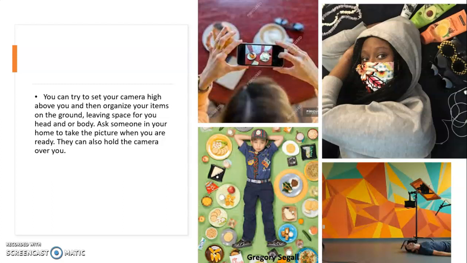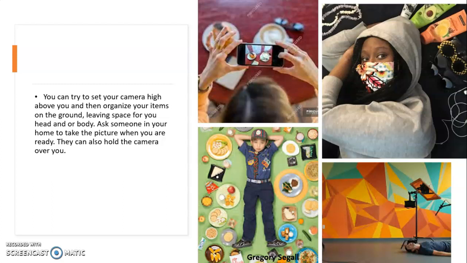One way to create a self-portrait is with a camera. We all know about a selfie, but these artists all took pictures with their camera overhead or above them. If you look at the picture at the top left, you see a woman holding the camera above the items that she's photographing. This would be hard to accomplish if she was taking the picture with herself and not her items on the table. However, if there is someone at home who can help, they could hold the camera over top of you once you're on the ground with your items.